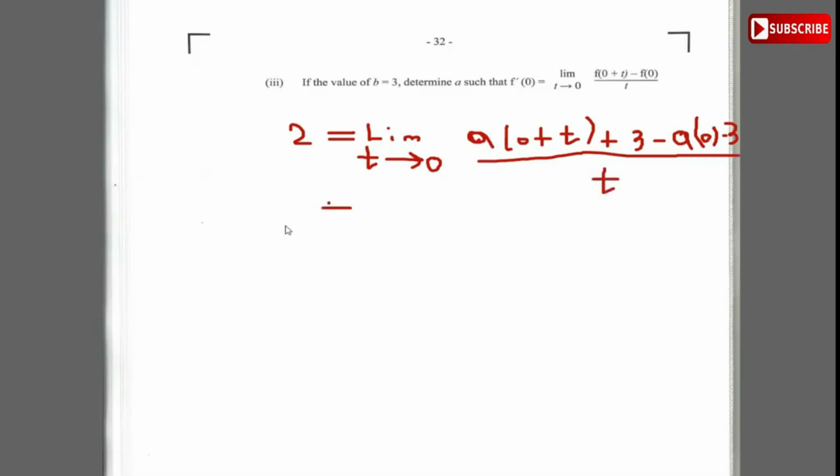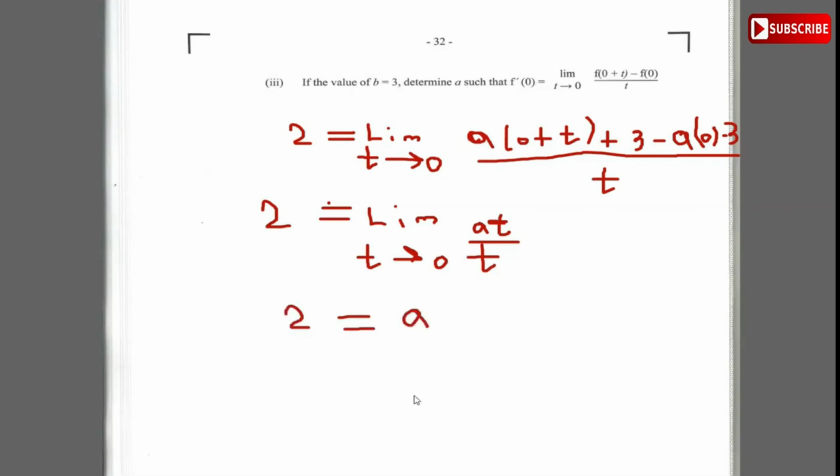So 2 is equal to, continuing, I get a times 0 is 0 times t. So I'm getting the limit as t goes to 0 of, I plug in this now, I get at, and then 3 minus 3 cancel each other. So it's the limit of at over t. T's cancel, and so the limit of at over t is a, and therefore a is equal to 2. That's the answer. A is equal to 2.